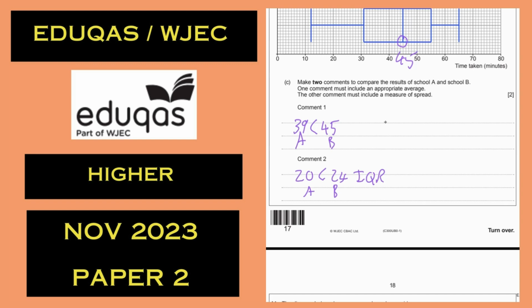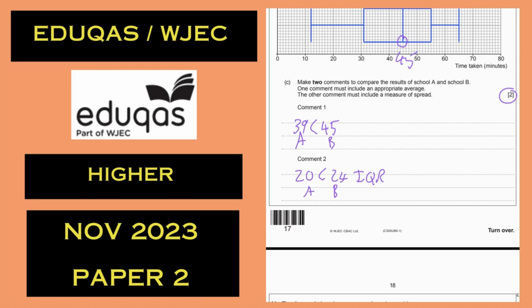Like always, only worth a mark each. Don't feel like you've got to fill everything. Get straight to the point. On average, A had a shorter time, they were quicker, and overall, A were more consistent because they had a lower IQR.